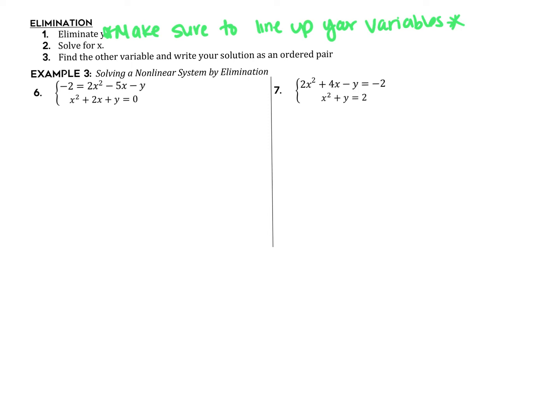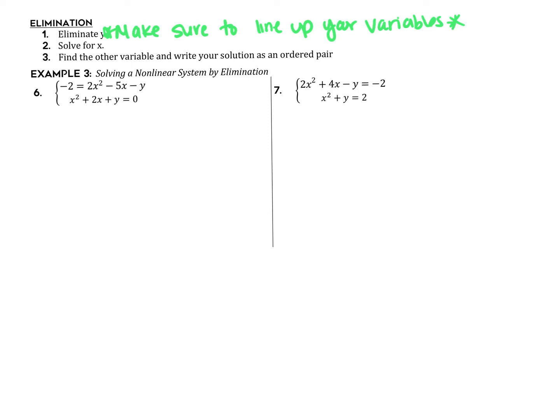Once you've eliminated y, you're going to have one equation that just has x, so you're going to solve that equation for x, and just like on the previous examples, you're going to work backwards and plug those values in to find the y values of your ordered pairs and write your final answer using set notation.